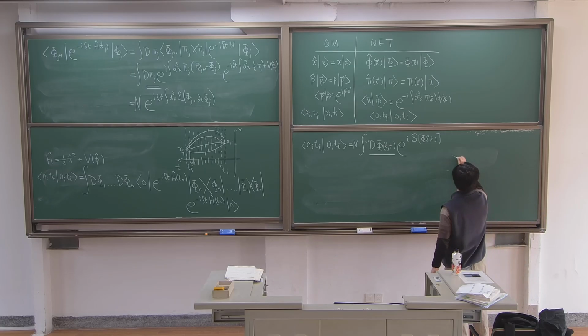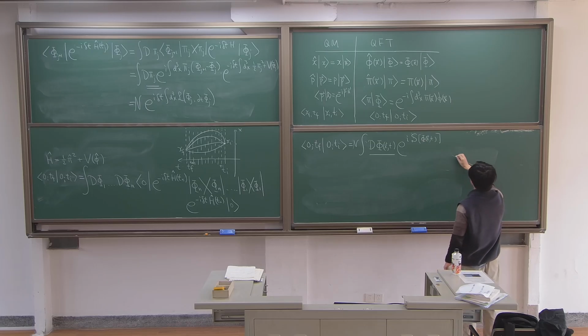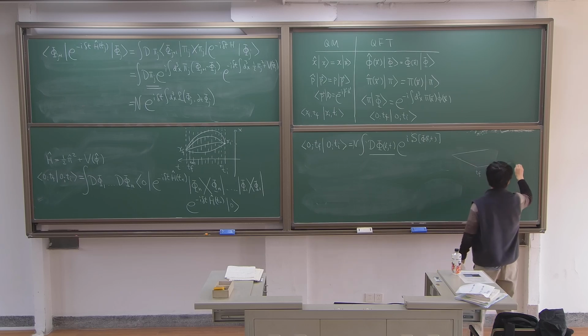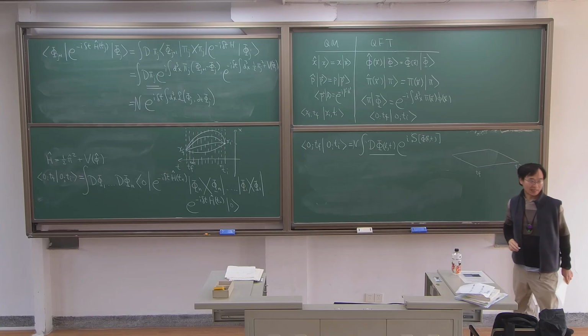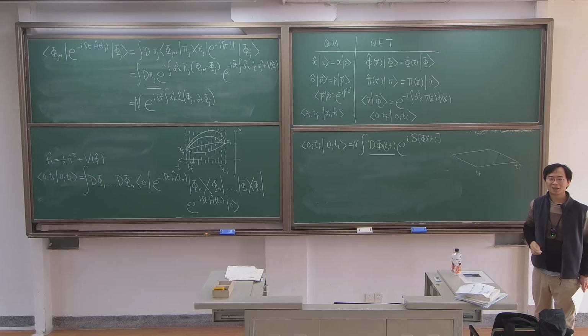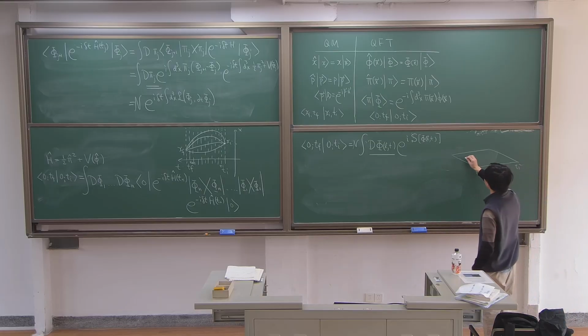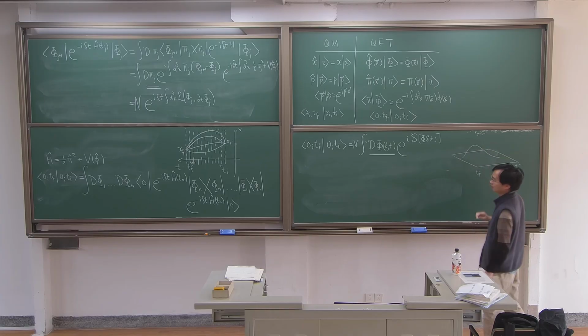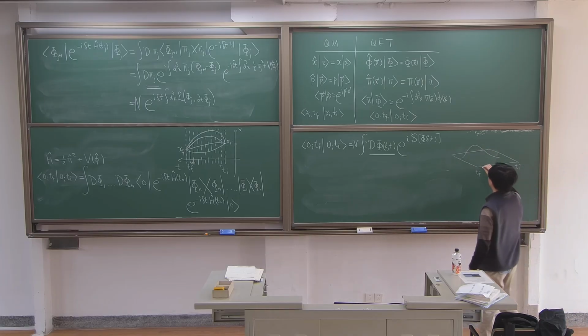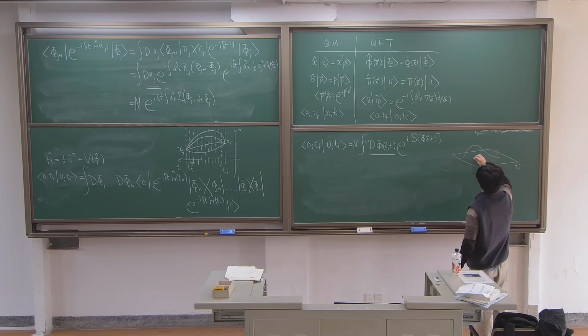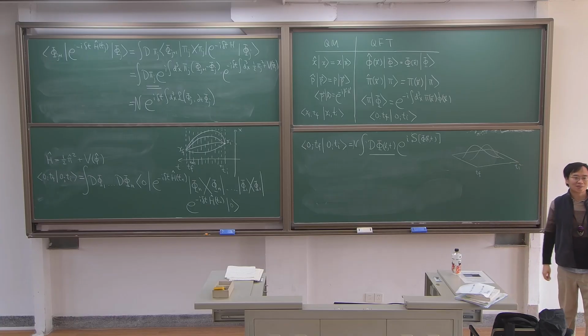What I'm trying to say is, if you really want some picture, maybe you can make it this way. This is my final time. This is my initial time. Now let's try to lattice my field theory. Then the field configuration will become some waves here. The point is you have to sum over all the possible waves.